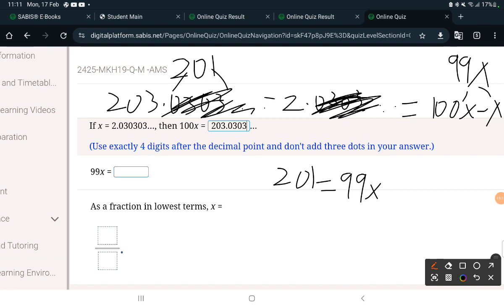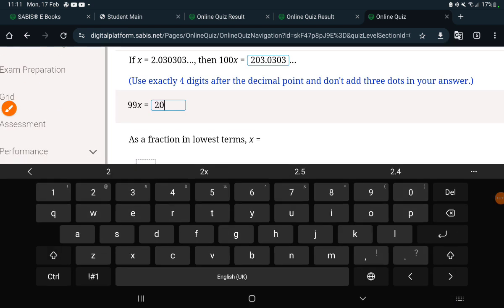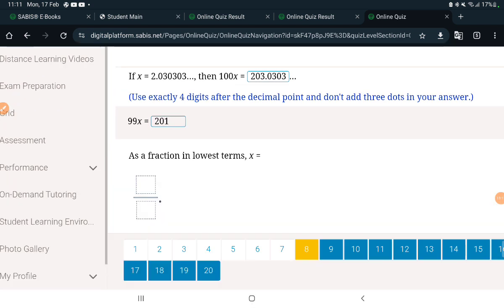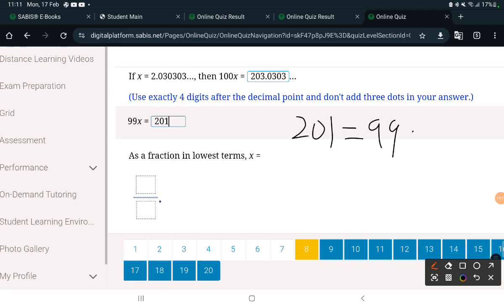Yeah, so that's 201. Okay, as a fraction in lowest terms. So we have 201 equals 99 multiplied by x. Take multiplied by 99 to the other side. We have 201 over 99.